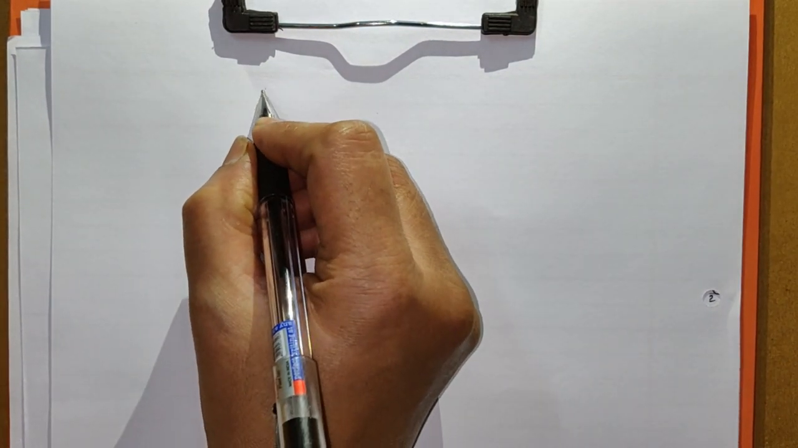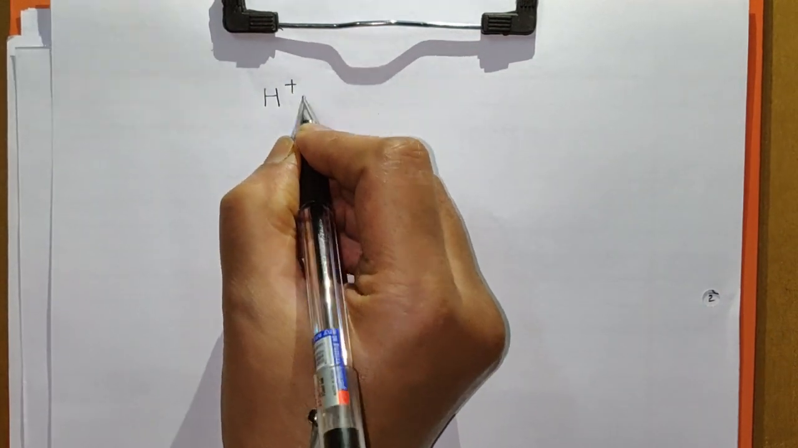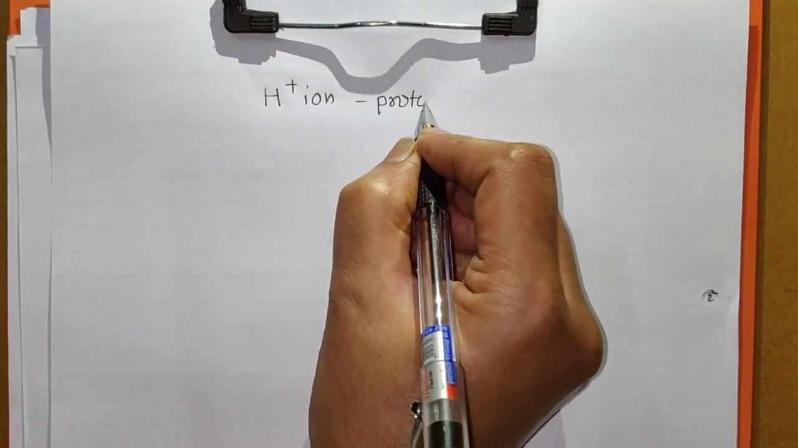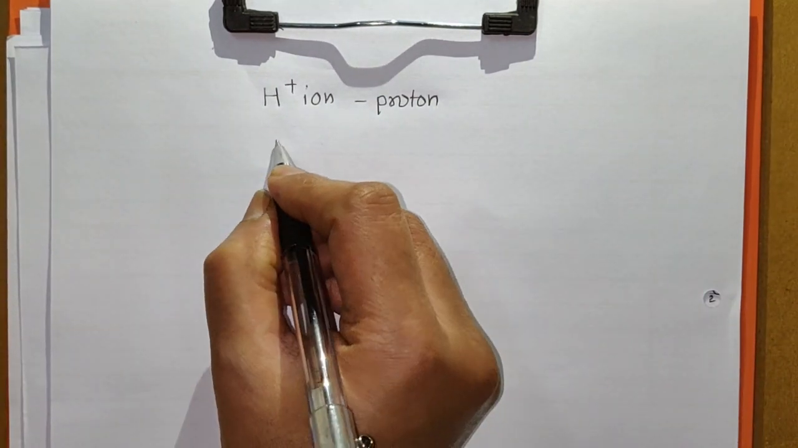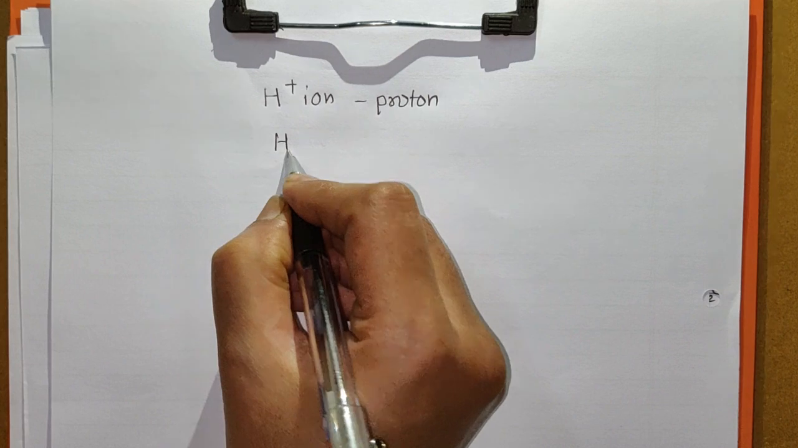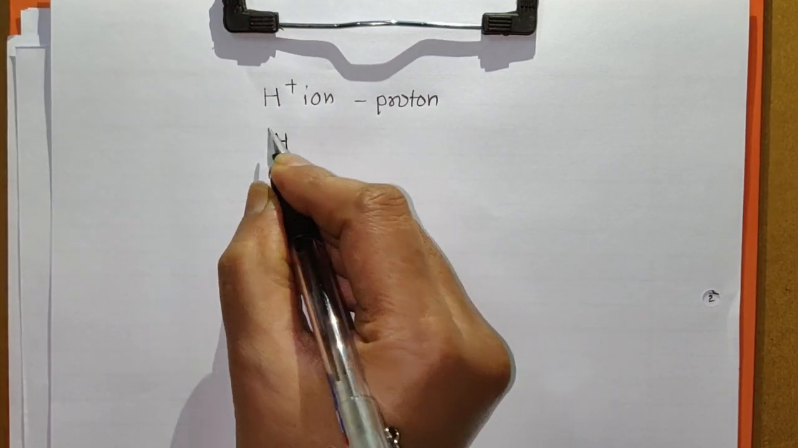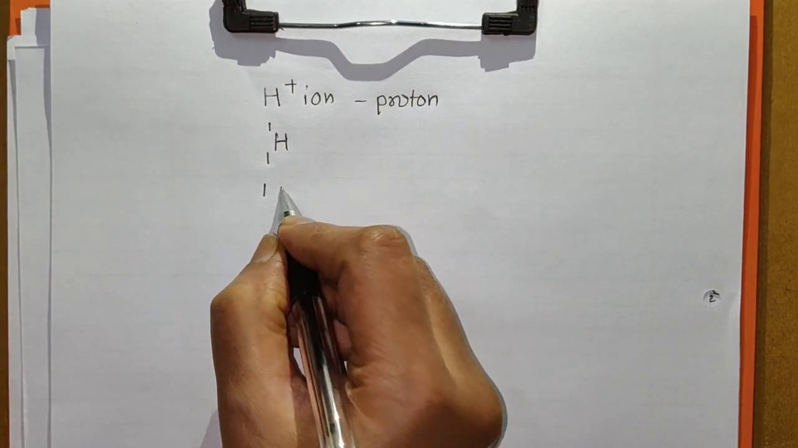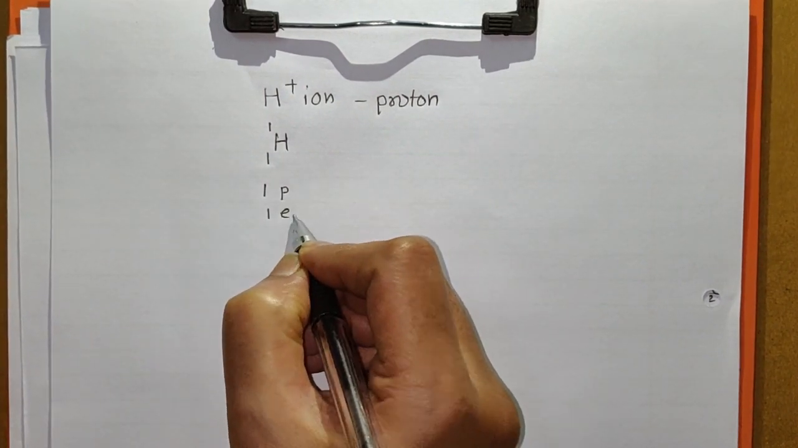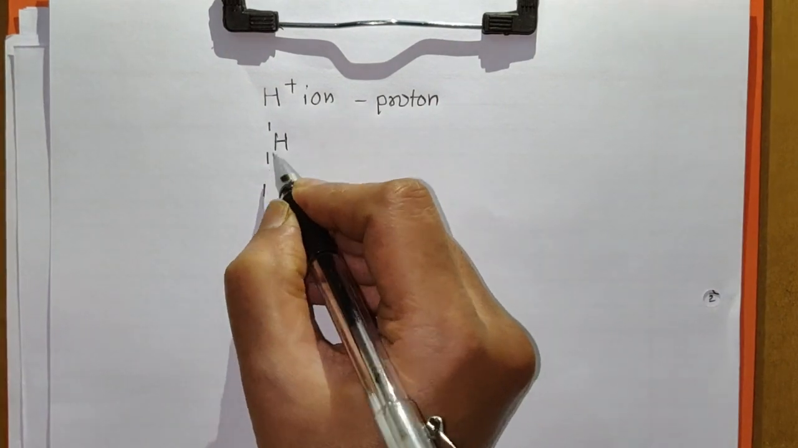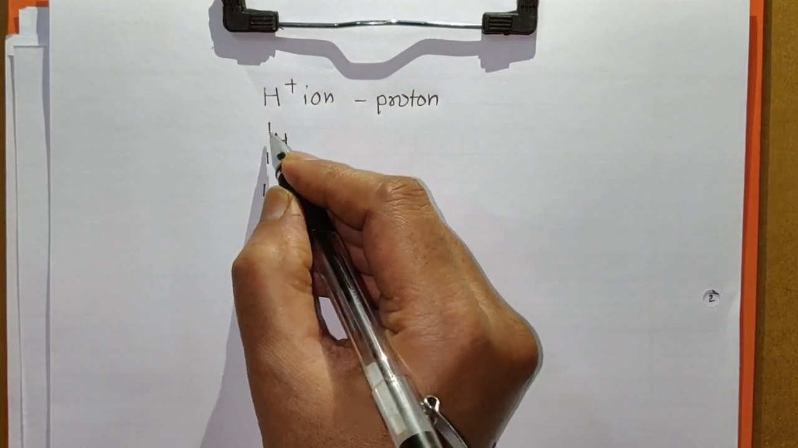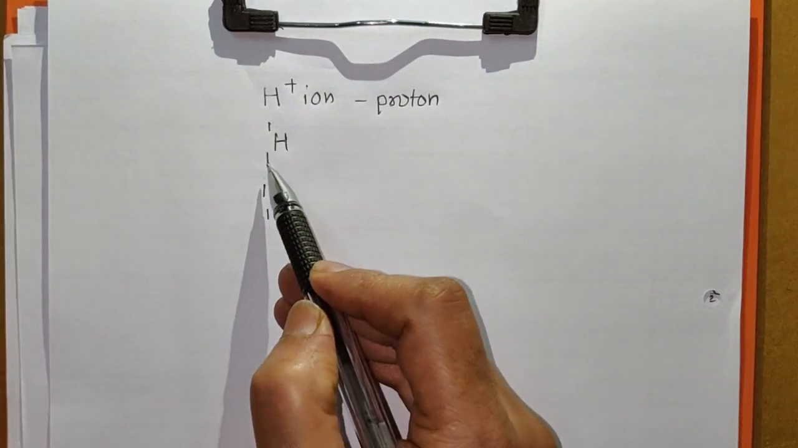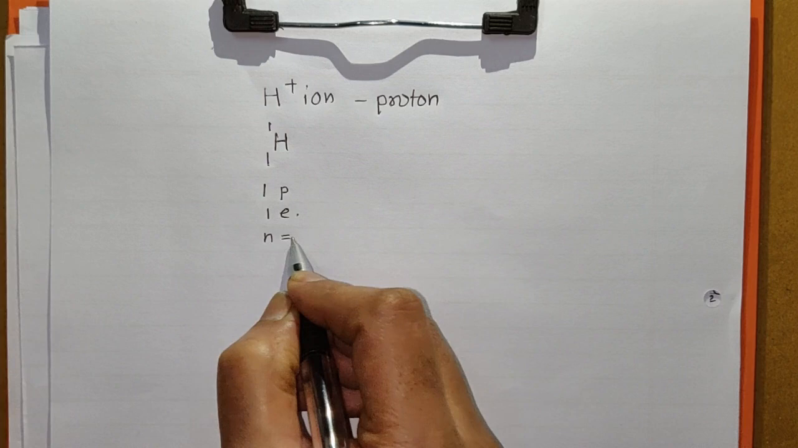According to the Bronsted-Lowry concept, H plus ion is called proton. Why is H plus ion called a proton? You know, a hydrogen atom is represented by H 1 1, that is, it contains one proton and one electron. The number of neutrons is absent. How can you calculate the number of neutrons? That is A minus Z. So 1 minus 1, neutrons are absent.